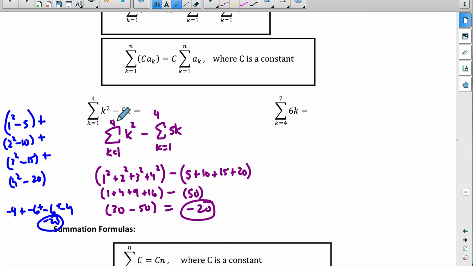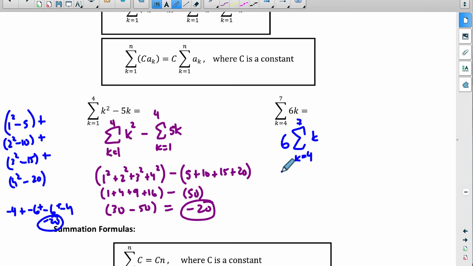So you don't need to do this, breaking into two different sigma notations, but you can, and sometimes it's very helpful to do so. Okay, the second property right here looks like this. If you have a constant in this piece here, you can move the constant out front. So in this example, you can see I have this 6k. I could move the 6 out front, and find what the summation from 4 to 7 of just k is, because I've moved the 6 out front.